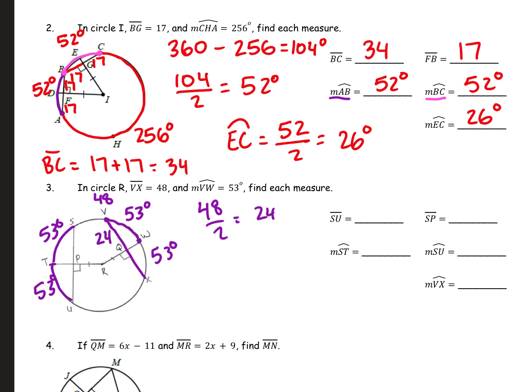And guess what? You've probably got it already. Every other line segment will be 24. QX is 24. SP is 24. PU is 24. Don't even know if I did that on purpose, but I do think it's a little bit funny.